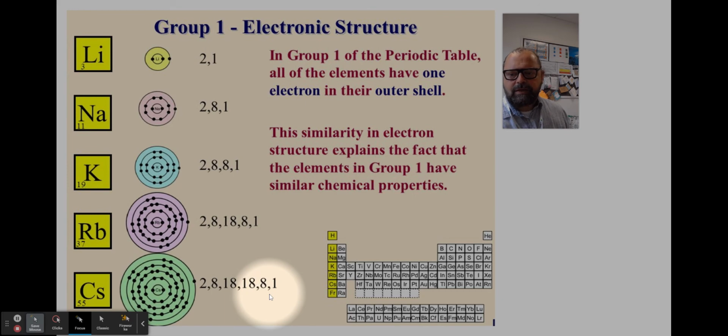Cesium is the most reactive atom shown here because its outer electron is furthest from the positively charged nucleus, and therefore the outermost electron can be given away easier. Cesium reacts easier, it is more reactive.